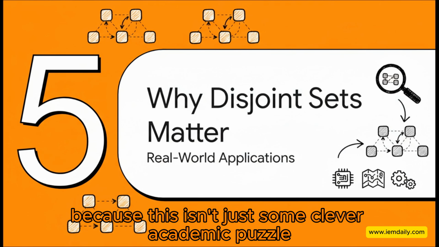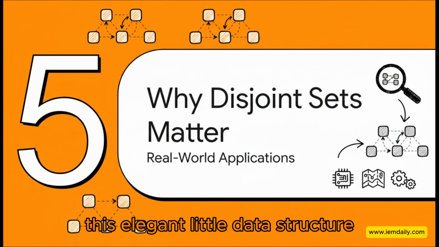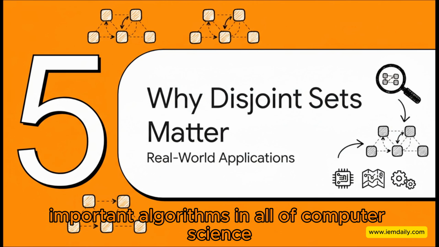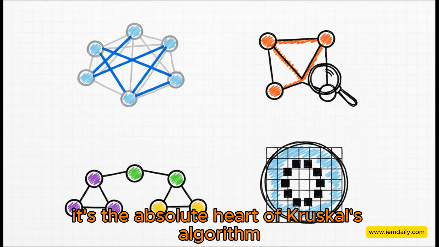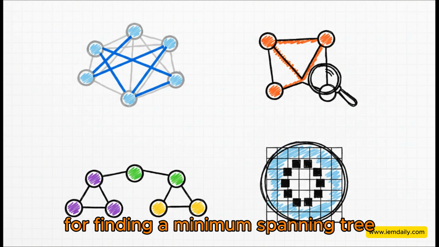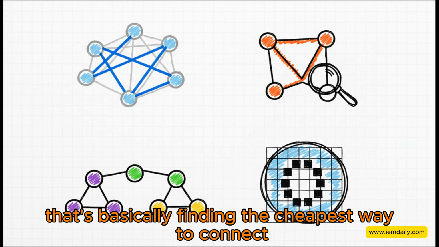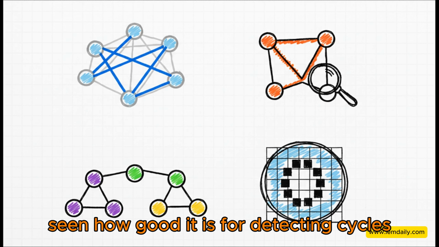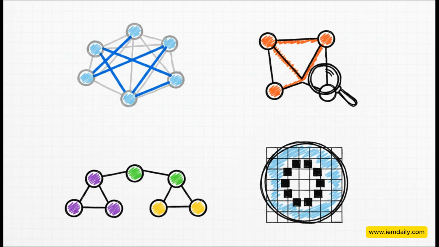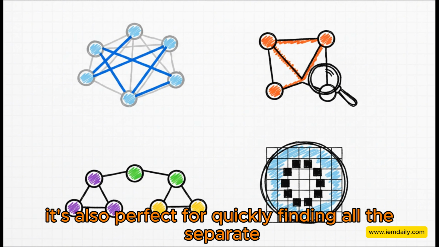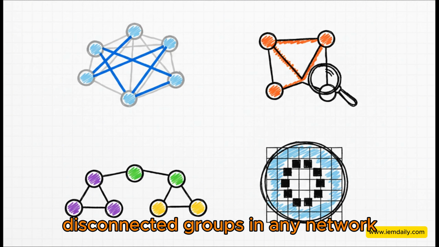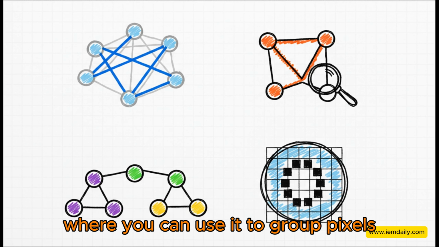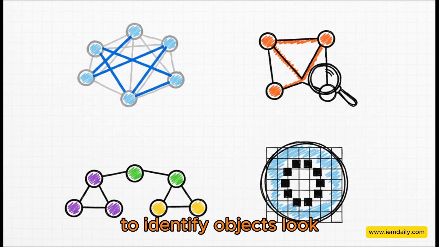Because this isn't just some clever academic puzzle. This elegant little data structure is a critical piece of some of the most important algorithms in all of computer science. For starters, it's the absolute heart of Kruskal's algorithm for finding a minimum spanning tree. That's basically finding the cheapest way to connect all the cities in a network. We've obviously seen how good it is for detecting cycles. It's also perfect for quickly finding all the separate, disconnected groups in any network. And it even pops up in things like image processing, where you can use it to group pixels of the same color together to identify objects.